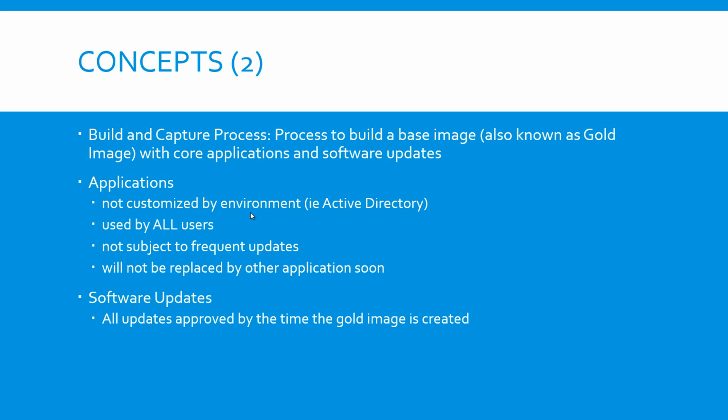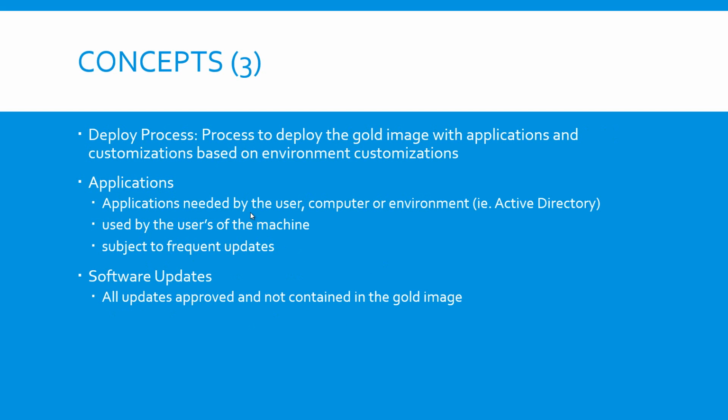And also software updates. Any update that has been approved by your company should be in the gold image. If you are starting a new base image right now and you don't have any, for example you are migrating from XP to Windows 8.1, you are going to take every single update and put it in the base image, because you probably don't have an approval process for Windows 8.1 yet.